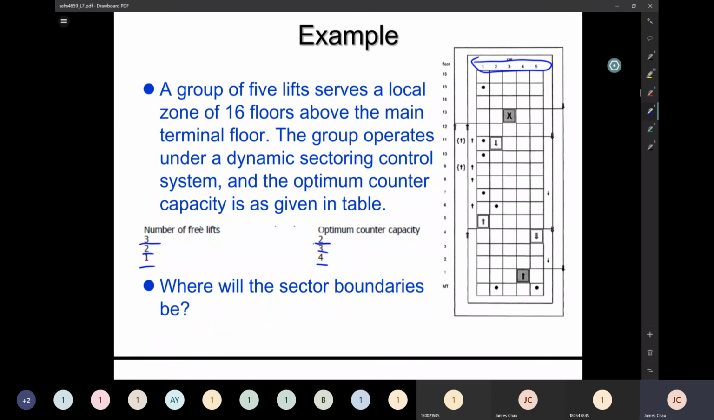Now this is because our lift resources are limited. If we have fewer free lifts, we need a higher threshold to make the car call become heavy duty, so that the free lift will not be assigned easily when the number of free lifts is small. You see my point? Therefore, you can apply the table to see how we can classify the sector boundaries.